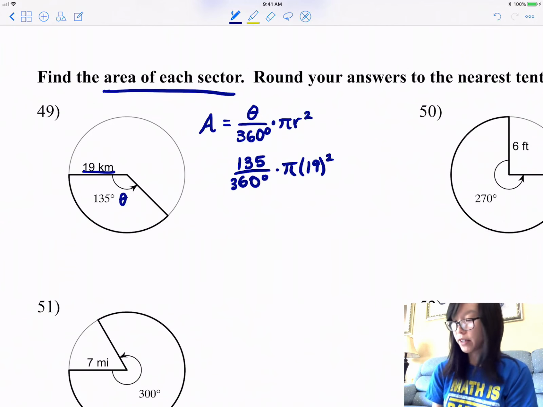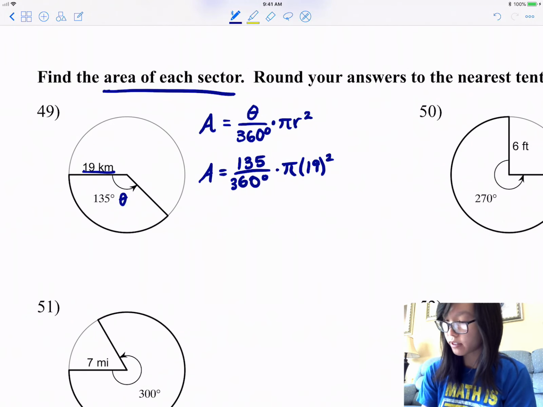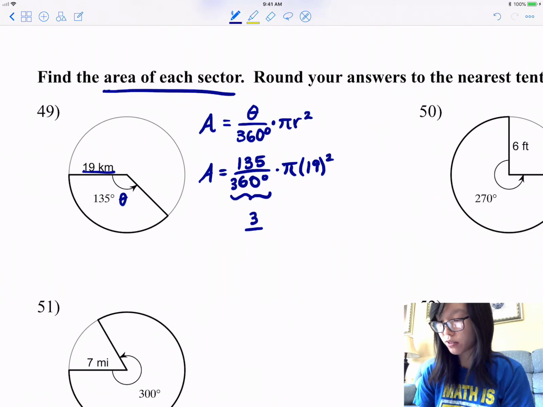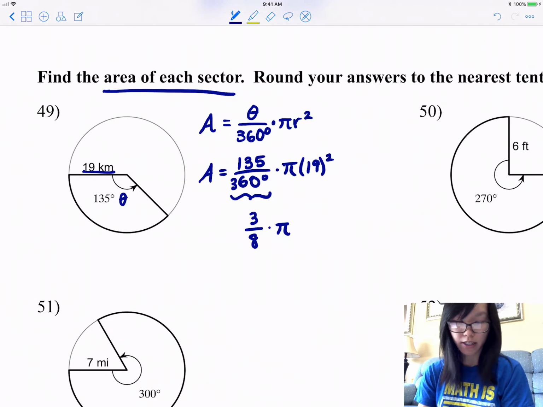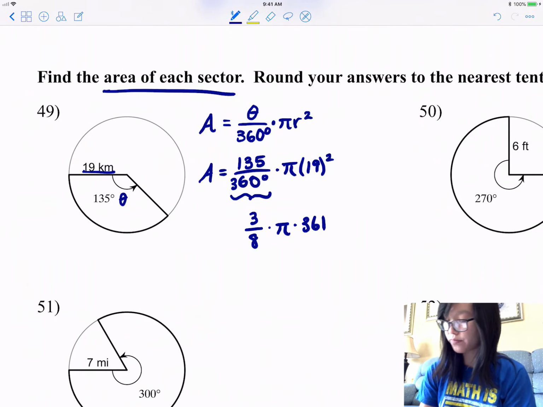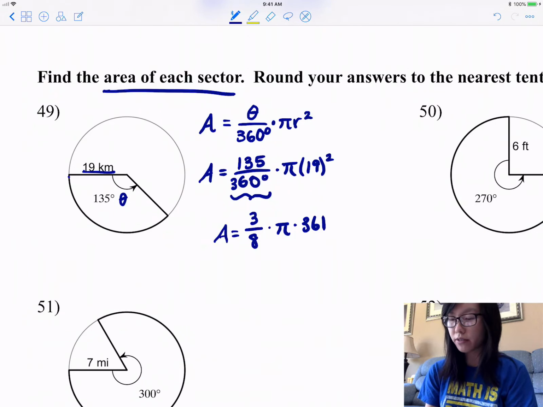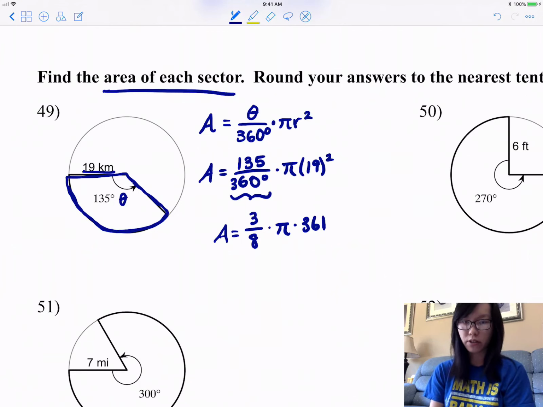Let's go ahead and simplify this. Again, we're finding the area. If you put this in the calculator, this fraction right here, it actually simplifies down to 3/8. And 19 squared basically becomes 361. And I thought this was just interesting to point out that if you look at this picture, basically 3/8 comes from the fact that this is 3/8 of the circle. So we're literally just calculating a fraction of the circle.